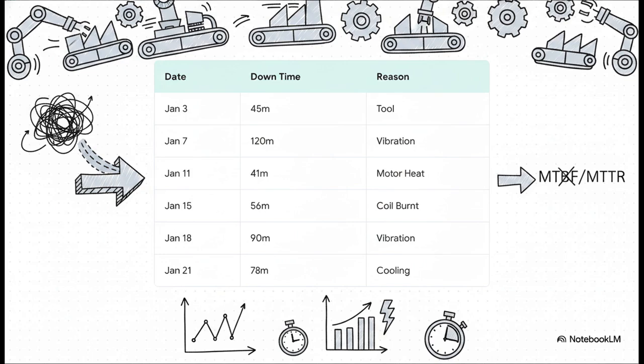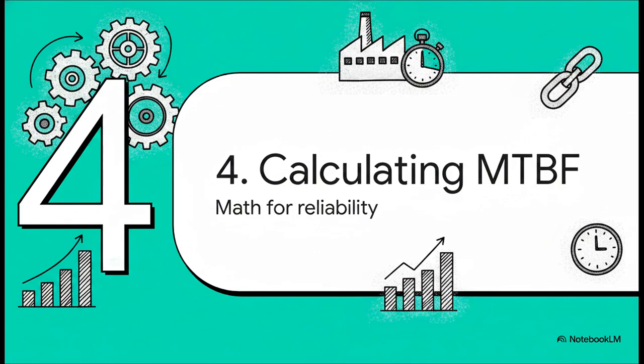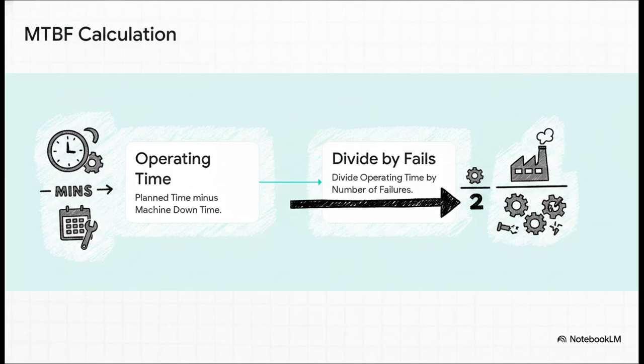The issues really range across the board here, from a 45-minute tool change on January 3rd to a burnt coil, all the way to some pretty severe vibration problems that cost us up to 2 hours in a single day. So that's 6 distinct events, leading to a cumulative 430 minutes of lost production. Let's move into section 4, calculating uptime or MTBF. Let's do the math for reliability. Finding the MTBF is actually a super simple 2-step process.